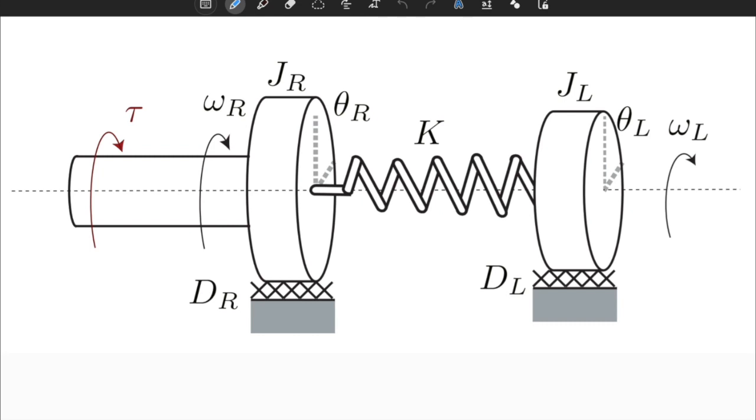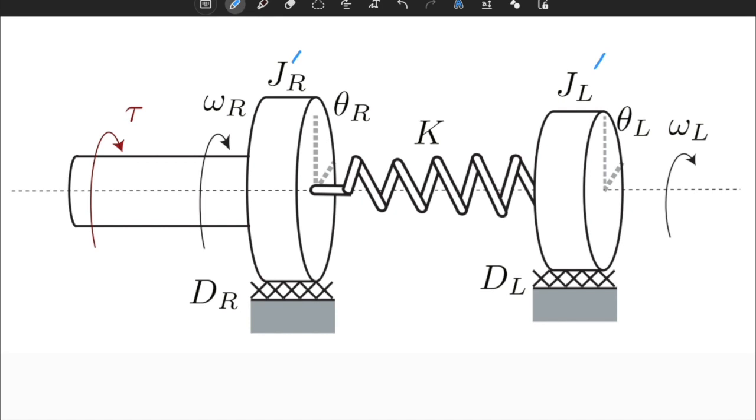In this video, we will solve, or model, this rotational mechanical system. In the system we have two inertias, as you can see, JR and JL. These are two independent bodies, and they are connected through a torsional spring, which has a stiffness of kappa, or K. It doesn't matter.